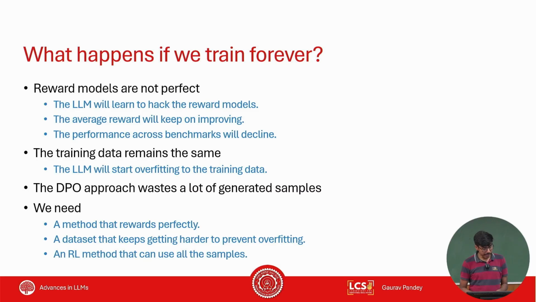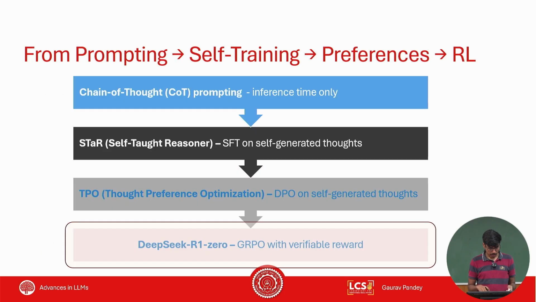Also, the data set keeps getting harder. So if we can use a data set that keeps getting harder so that we don't overfit, that will also be good. We'll not talk about this. This is curriculum learning. Maybe in the next class we can briefly talk about it. And then we want an RL method that can use all the samples, which is GRPO, PPO, any of those methods that don't only create preference pairs but reward each of the outputs, right? So the next thing we'll talk about, we will not cover it today, is GRPO, using GRPO for reasoning. Okay.